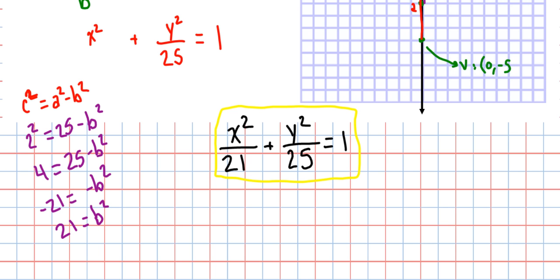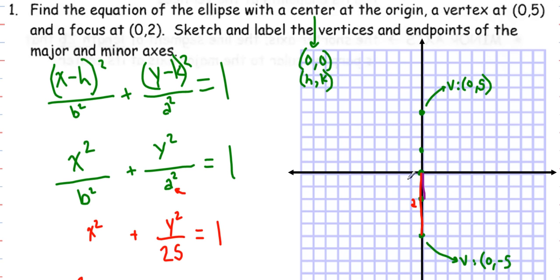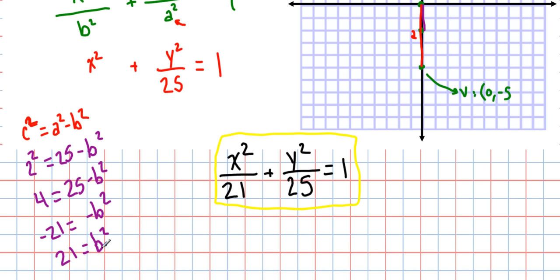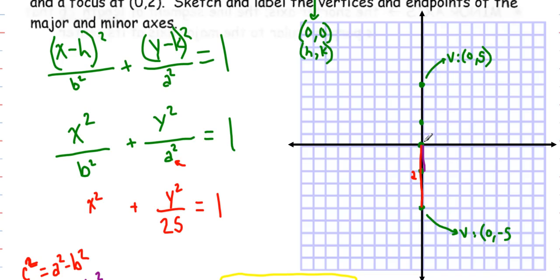But now let's not forget to go back to our graph. We were asked to sketch and label the endpoints of both vertices. So we've got to do our minor axis here. The square root of 21 is our b value. b is the distance from the center to the end of our minor axis. So let's see, 21 is between 16 and 25, so the square root of 21 is going to be somewhere between 4 and 5. I don't have to be too accurate as long as it's between 4 and 5.